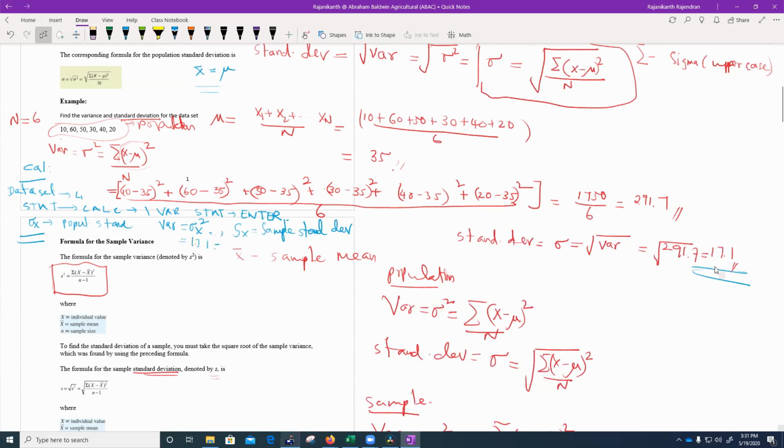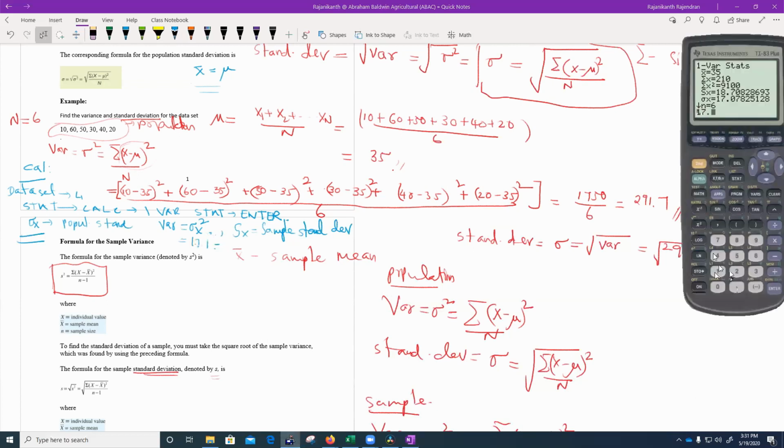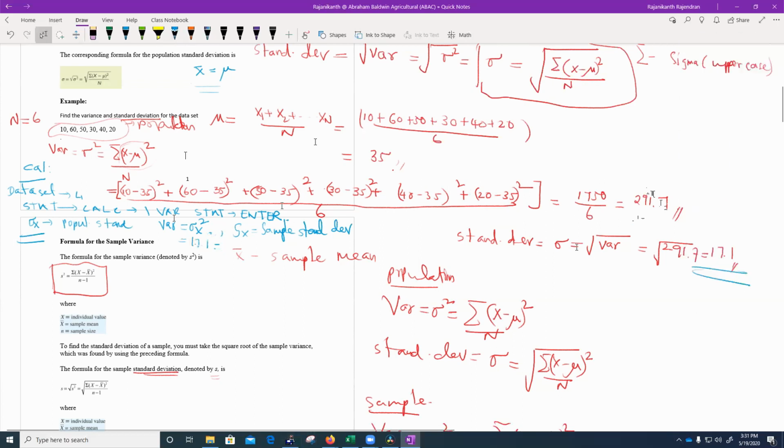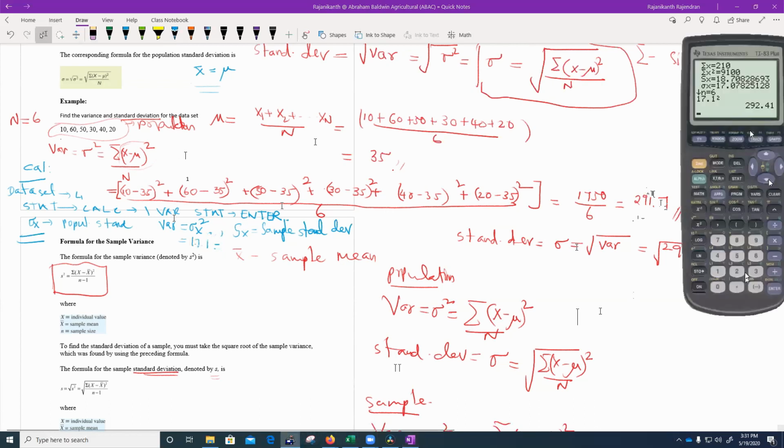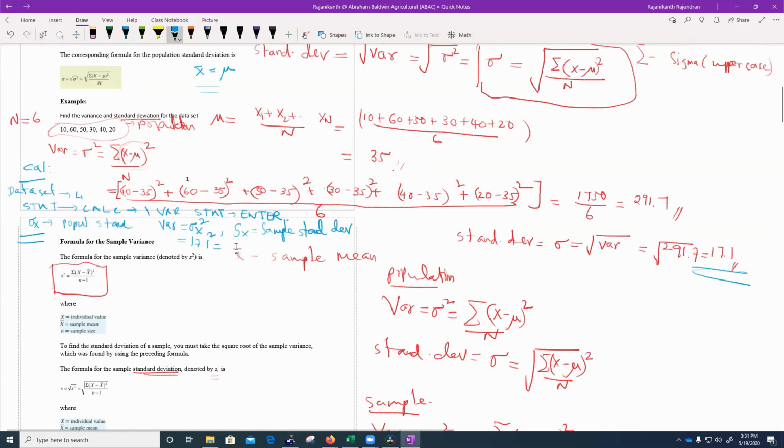So what is that? Find out that value. 17.1 squared is 292.4. Yeah, that is the answer. There is a slight difference between the manual way and the calculator, but it doesn't matter. I'm writing 292.4. So you see now the calculator population variance is 292.4, but the manual way we did and we got 291.2. It doesn't matter. You could write either answer in your work.